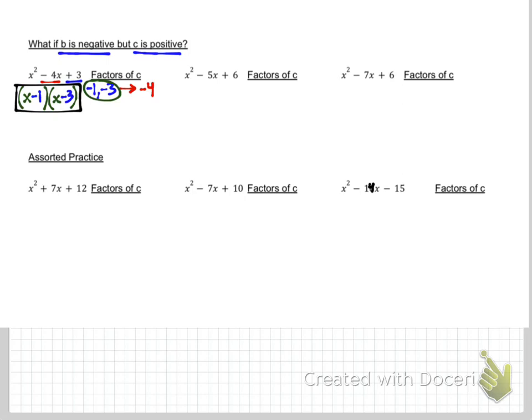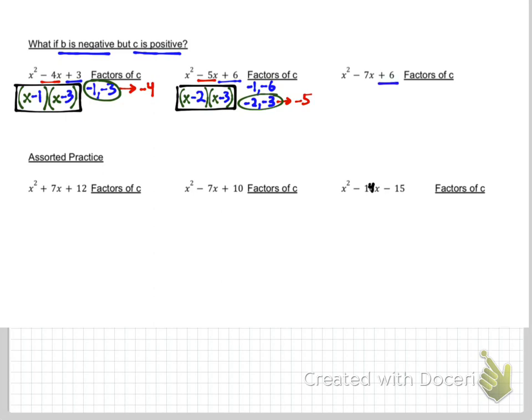Let's try this for the next one. We want to multiply to get positive 6, but add to get negative 5. So I need both my factors being negative. So negative 1 and negative 6 is one possibility, and negative 2 and negative 3 is another possibility. Which of those adds to negative 5? That would be negative 2 and negative 3. So x minus 2 times x minus 3 is the factored form.